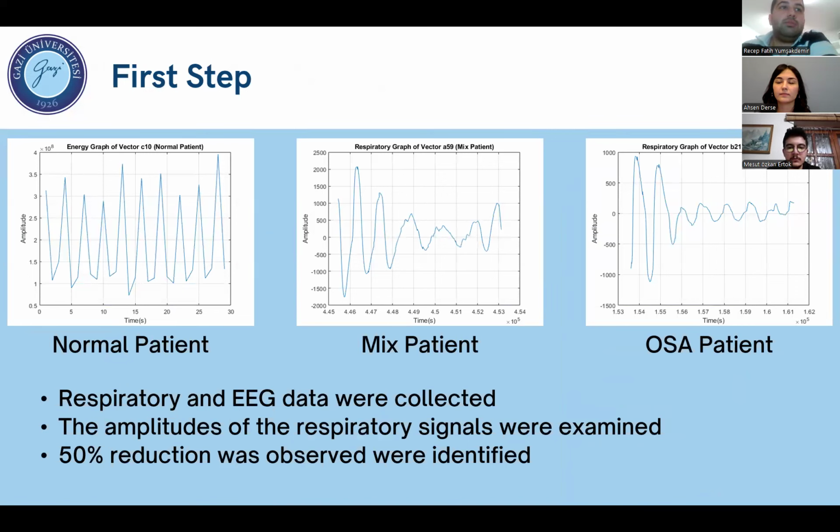In the first step, respiratory and EEG data were collected. The amplitudes of the respiratory signals were examined, and intervals where a 50% reduction was observed were identified. A reduction of at least 50% in signal amplitude indicates that the patient may have hypopnea or upper airway resistance. If no such reduction is observed, the patient is considered healthy.